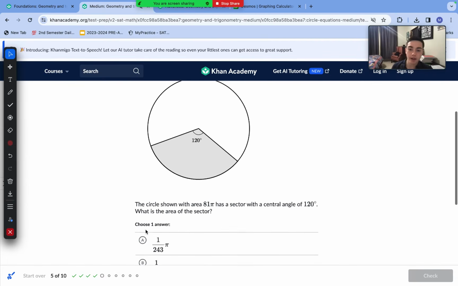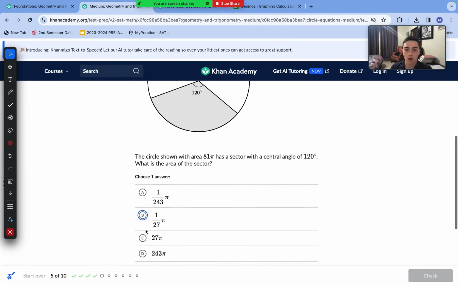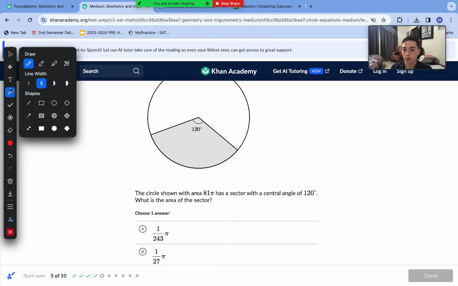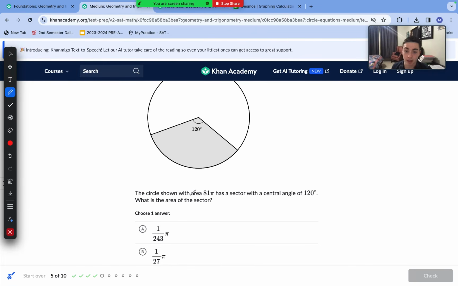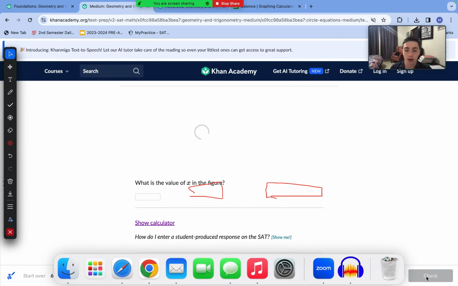Alright. Here, a circle shown with area of 81 pi has a sector with a central angle of 120. What is the area of the sector? So, if the circle has an entire area of 81 pi, we need to know that a central angle of 120 basically divides this circle into thirds, since 120 is 1/3 of 360. So, to find our area, we only need to divide 81 pi by 3, or take 1/3 of 81 pi. 81 divided by 3 is 27, so that means the area of the sector is 27 pi.